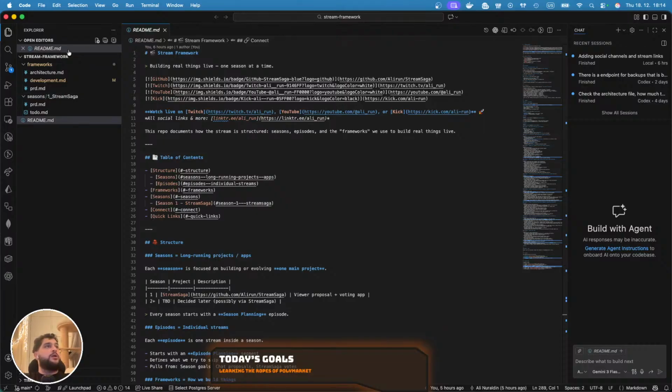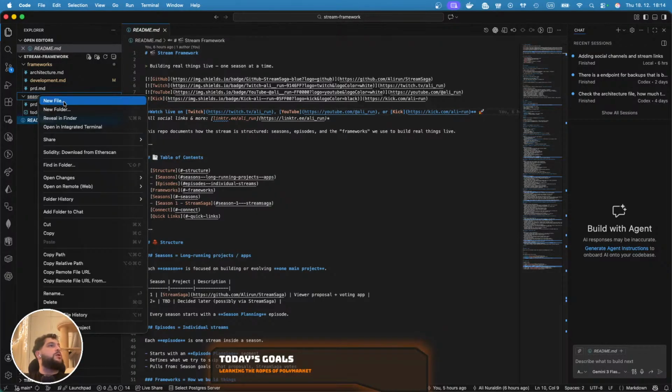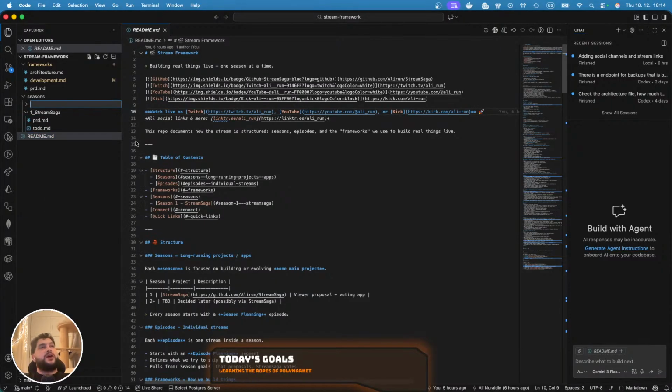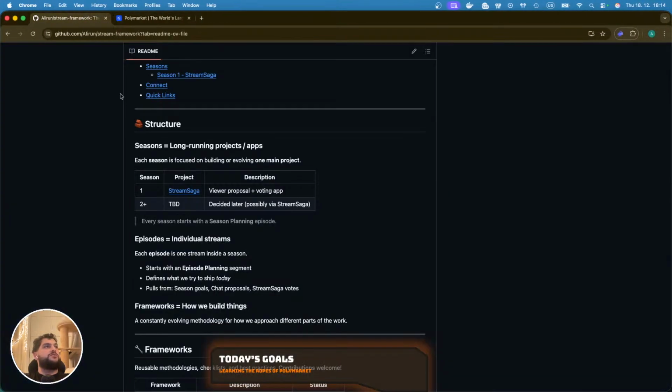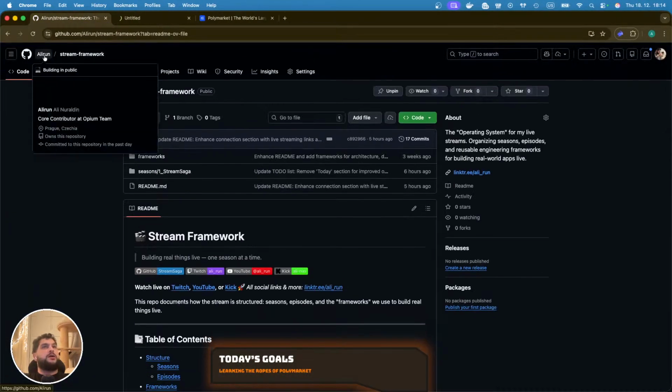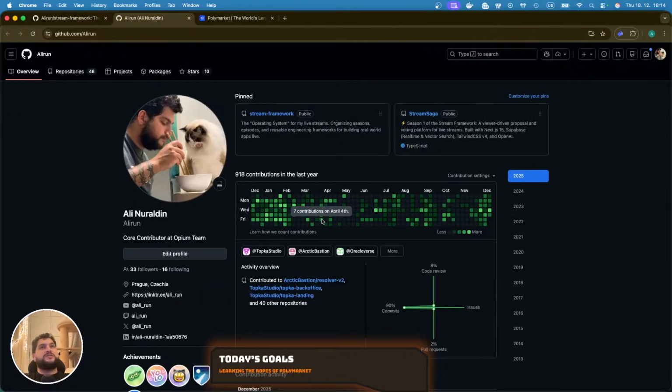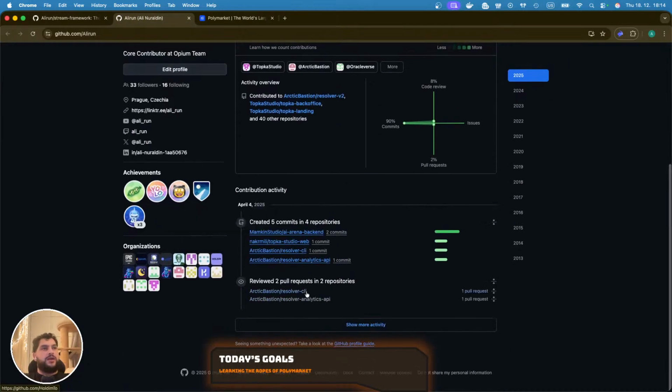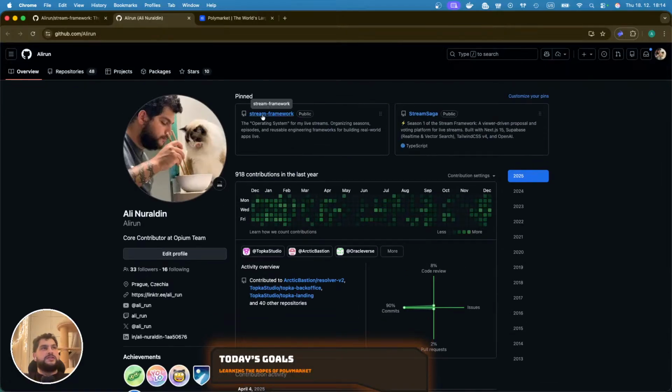to our to-dos. We can create one actually right now. As you remember, I have this repo called Stream Framework. I just made it pinned on my GitHub, so you can open my GitHub, and you can see the Stream Framework here, and you can see the Stream Saga here.